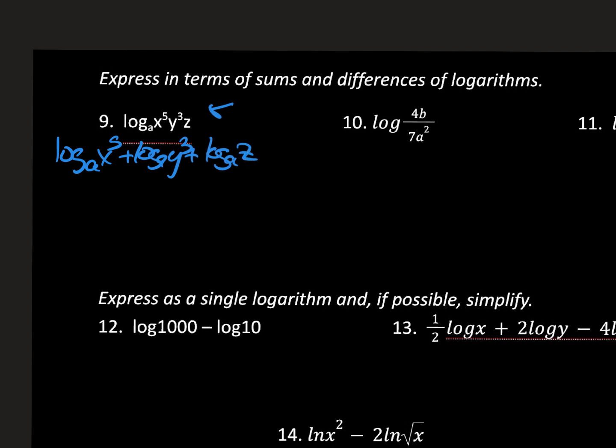And then don't forget your exponents need to go in the front. So put in the 5 in the front of the first term, 3 in front of the second term, and there's no exponent on the z. And guys, that's all you do. You just split it up like that.